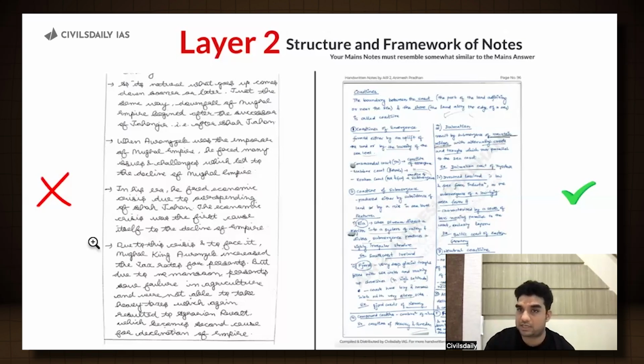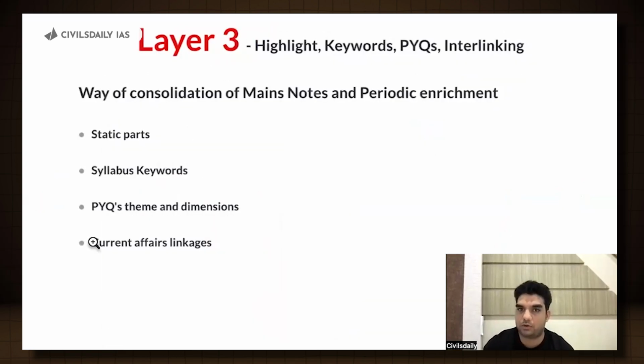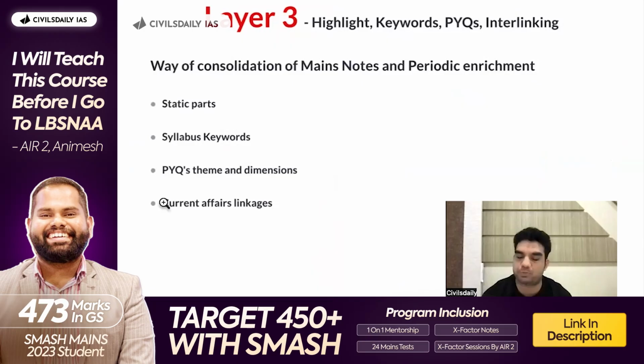You have to understand, if you don't do this right now in the beginning, there's a problem. This is just layer 2, by the way. Let me show you the top layers. A lot of people have already asked how to go from layer 0 to layer 3. So syllabus keywords, PYQ themes, dimensions, current affairs linkages. Those are the basis points, principles on which you will highlight.